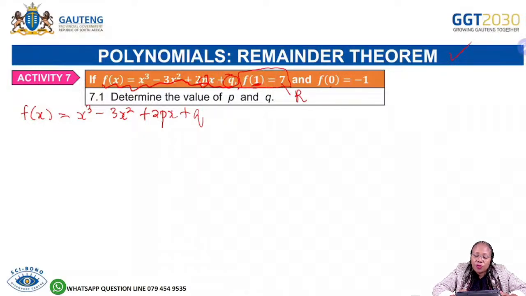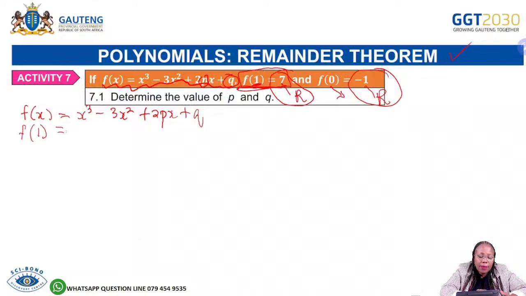When you substitute your x with 0, you get a remainder, that is minus 1. So this is the remainder there. This is the remainder for the first condition. Now let's start with the first one. We are substituting our x with 1, and then wherever we are having an x, we are going to put a 1. That will be 1 cubed minus 3 into 1 squared plus 2p into 1 plus q.